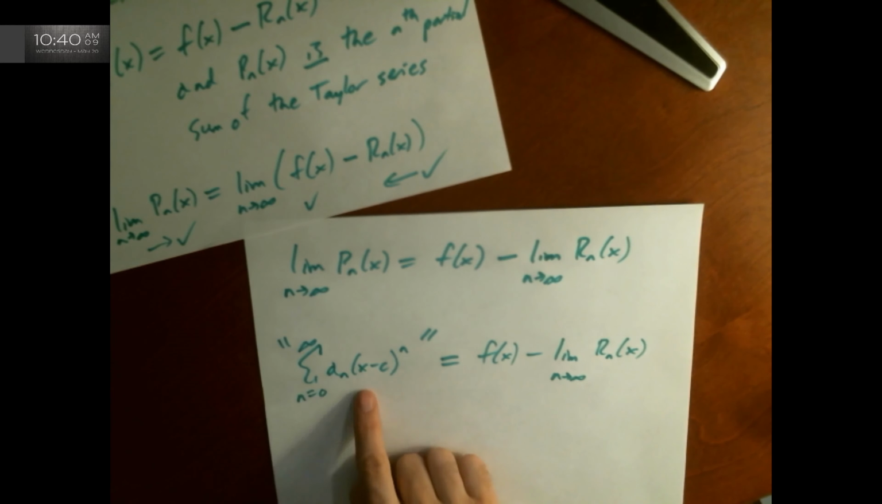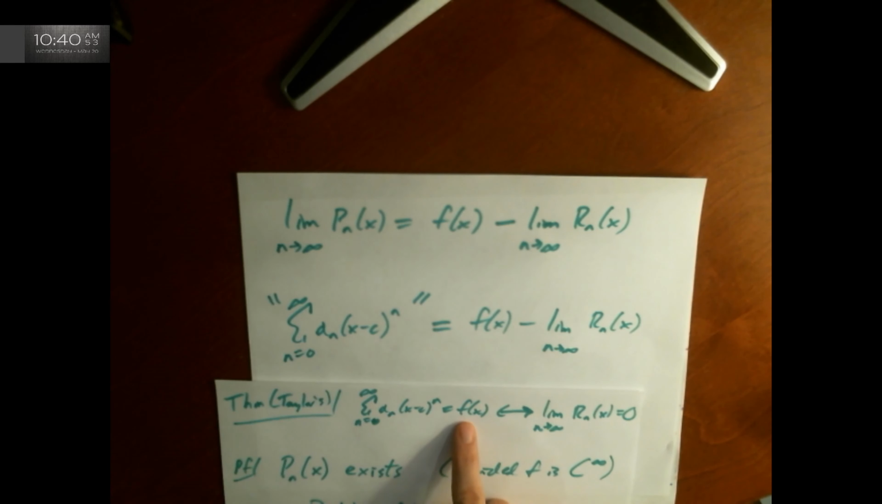Right to left, meanwhile, this limit is 0. Therefore, yeah, this thing has to exist. It's equal to something that exists. And that thing is f, which it had to be. Awesome.